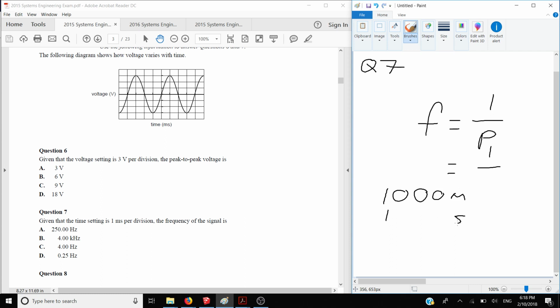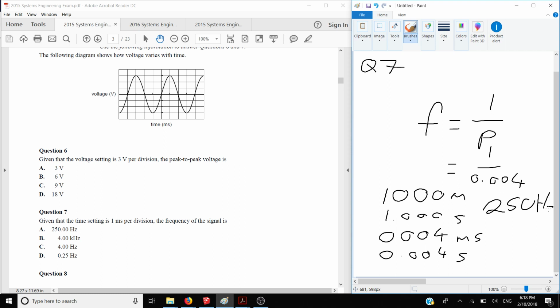So if we want 0.004 milliseconds as a second, we're looking at 0.004 seconds. So we would put 0.004 down there. And if we punch that into a calculator, which you'll bring to the exam, you'll get 250 hertz, right? That's one way of doing that.